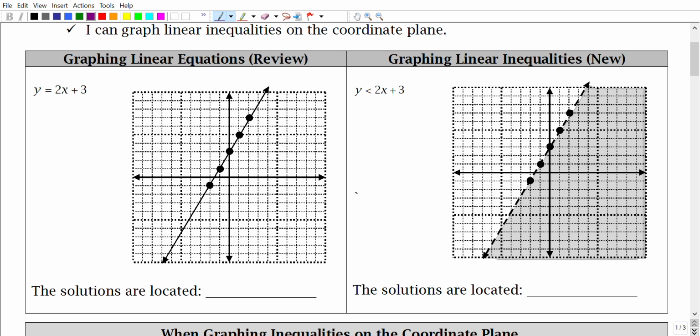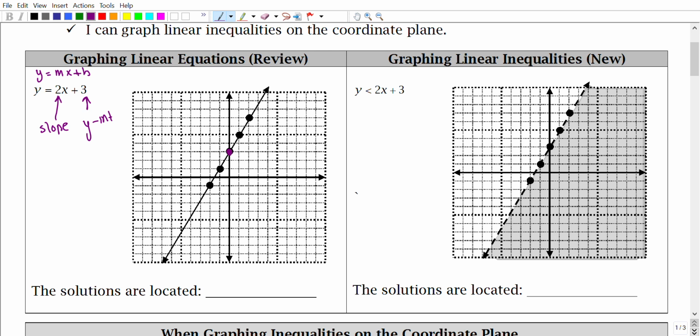Now, if we remember correctly, first off, this is in y equals mx plus b form, right? Which is called slope-intercept form, meaning that this is my slope, and this right here is my y-intercept. So that's how we drew this linear equation.